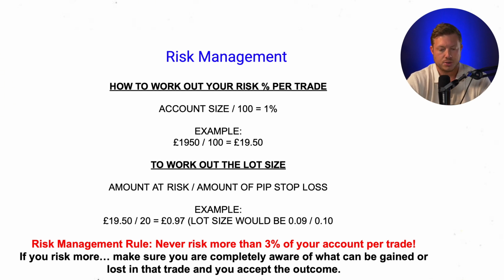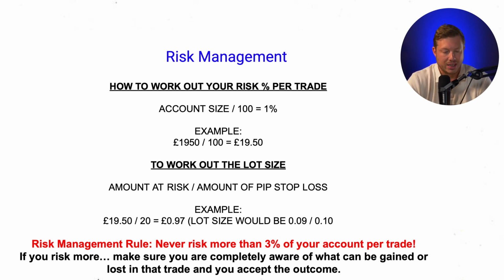So if we look at an example on here, let's say you've got £1,950 in your account. If we were to get 1% of that, we'd simply divide it by 100. That would be £19.50. So to work out the lot size here, do the amount at risk, divided by the amount of pips in the stop loss.